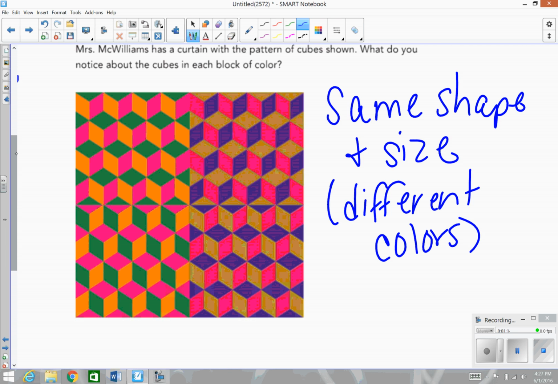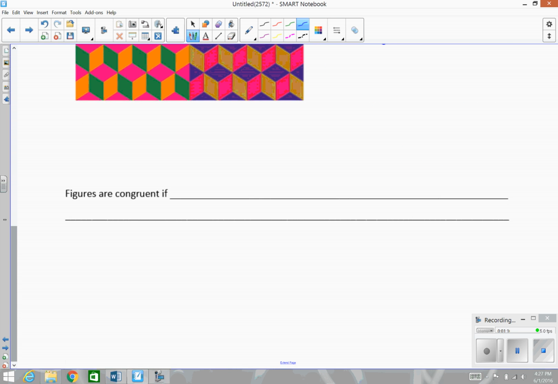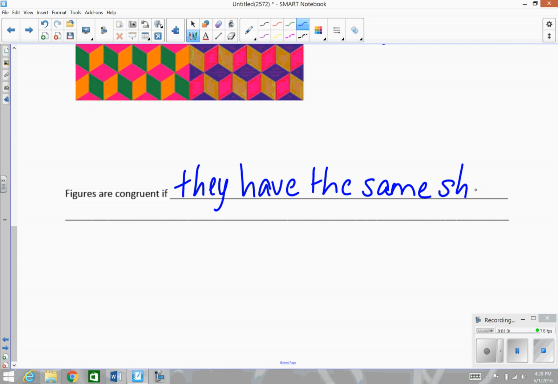And that's really our definition of congruence. And we have talked about congruent angles before. Now we're going to broaden that and talk about congruent figures. Okay, so figures are congruent if they have the same shape and size. Pretty straightforward. When you're all set, flip the page.